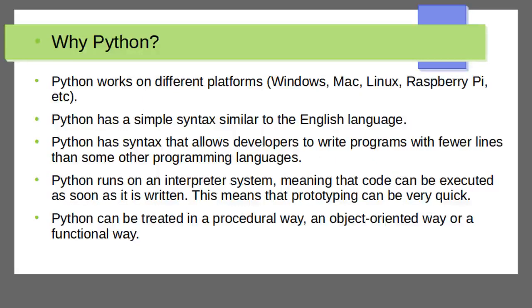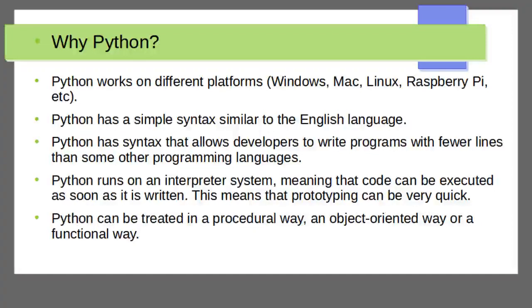And now, why Python? Python works on different platforms like Windows, Mac, Linux, Raspberry Pi, etc. Python has a simple syntax similar to the English language. Python has syntax that allows developers to write programs with fewer lines than some other programming languages. Python runs on an interpreter system, meaning that code can be executed as soon as it is written. This means that prototyping can be very quick.